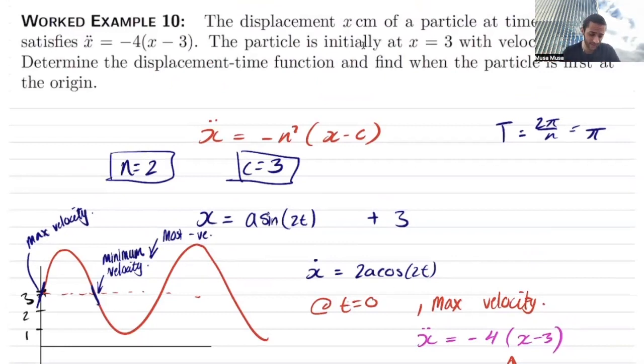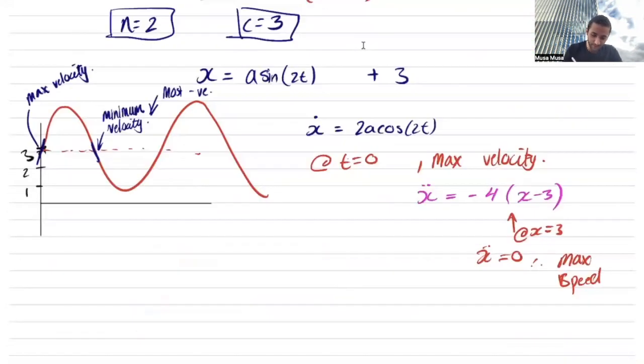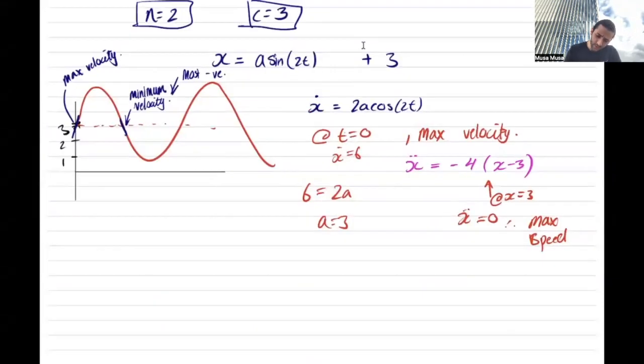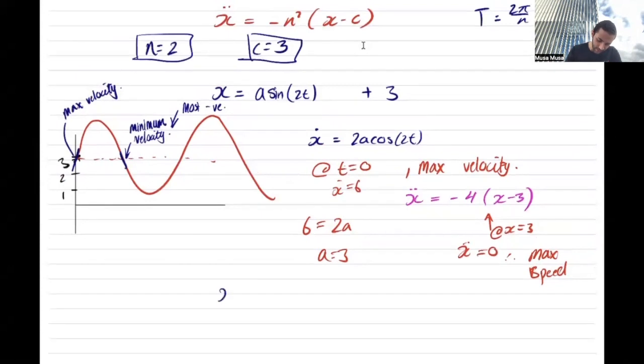In this case, it just says initially at x equals 3, velocity is 6 centimeters per second. So it means at t equals 0, x dot equals 6. So 6 equals 2a. That's cos of 0, which is 1, which means a equals 3. Nice. So a equals 3. And then I think we can put it all together and determine the displacement time function. So now we know that x equals 3 sine 2t plus 3.